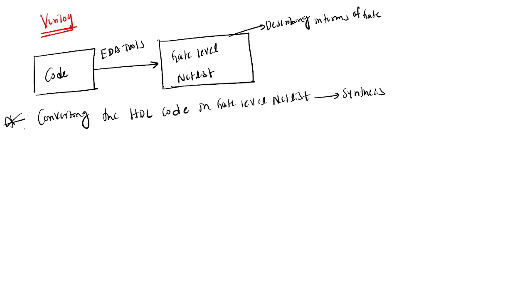Nowadays they are using C or C++ for writing the code into hardware. This is what we call high level synthesis. But mainly in RTL design, we are writing the Verilog code only.